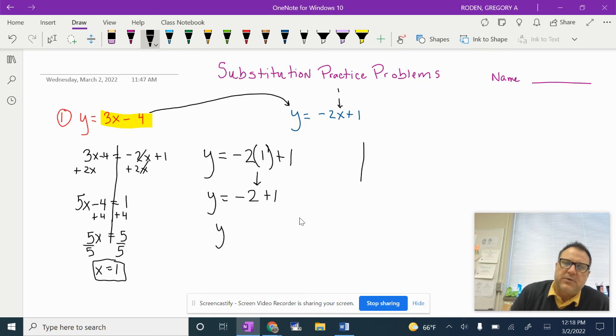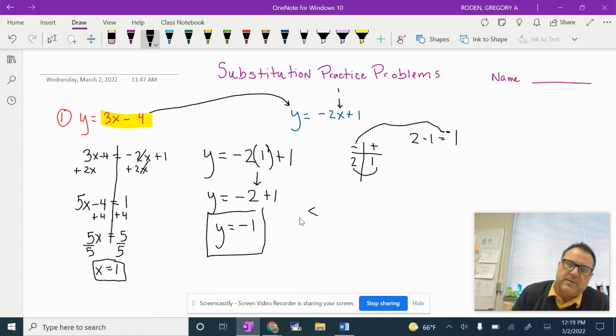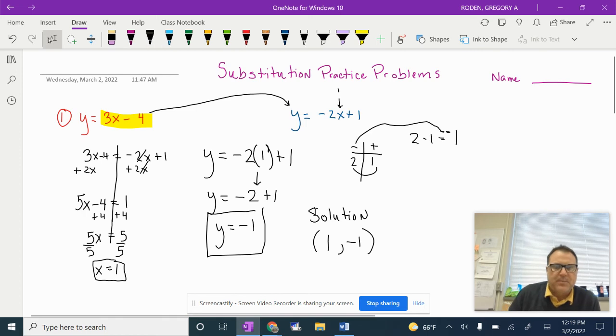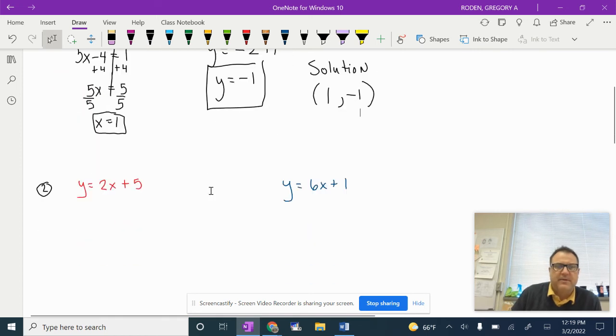And negative 2 plus 1, let's go ahead and do our chart if we need to. 2 is negative, 1 is positive. We subtract. 2 minus 1 equals 1, but the negative wins. So we're going to put that negative out in front. So now I know that y equals negative 1. Okay, so my solution is 1 comma negative 1. And that's how we do number 1. Okay? All right. So hopefully you got that. Let's go ahead and have you do the second one.